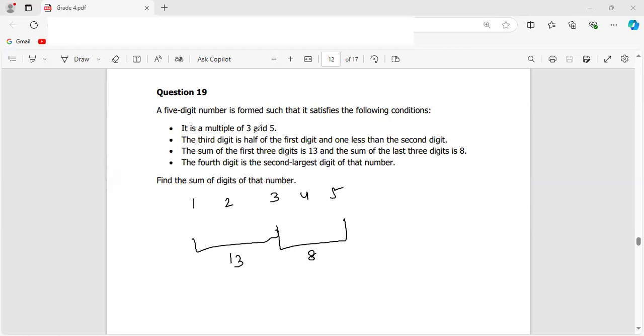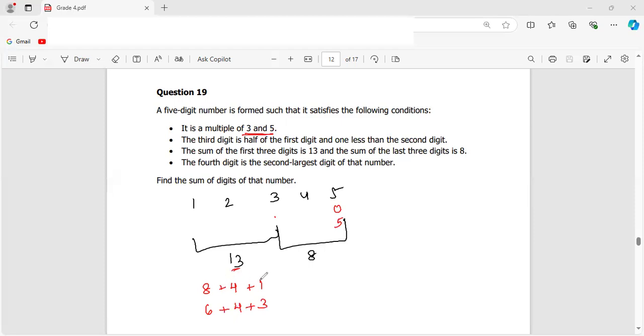Now, to start off with, when they're saying it's a multiple of 3 and 5, whenever a number is a multiple of 5, it has to end with a 0 or 5. That's my starting point. Then the third digit is half of the first digit and 1 less than the second digit. So that means repetition of digits is not allowed here. And the first 3 digits add up to 13. So what digits can I add that give me 13? Say 8 plus 4 plus 1, or you could do 6 plus 4 plus 3.